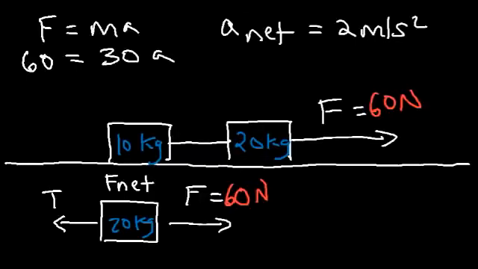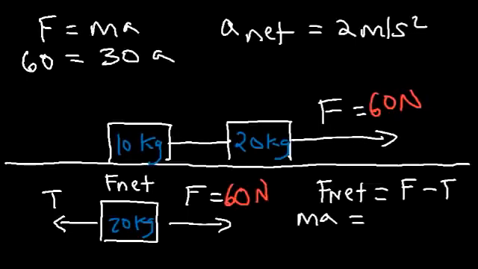So how can we write an equation for the net force for the 20 kilogram object? The net force, which is the forces in the x direction, is the force that propels it to the right minus the tension force that pulls it to the left. So the net force is ma, F is 60, and we're looking for T. Now the mass times acceleration, 20 times 2, the net force acting on the 20 kilogram block is 40 newtons.